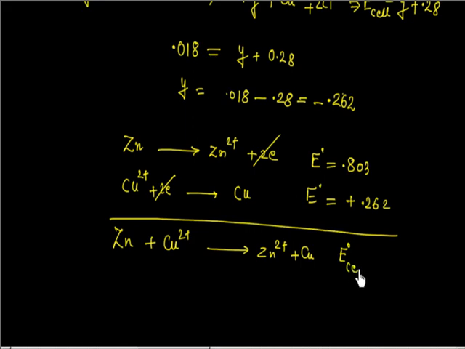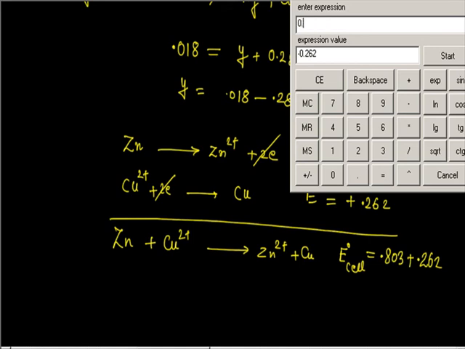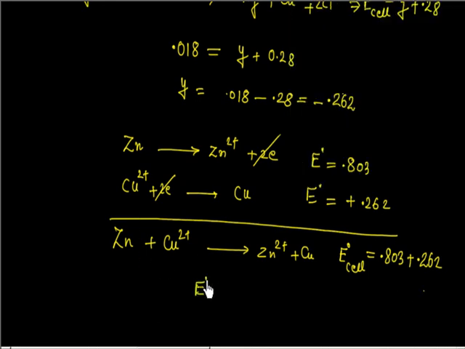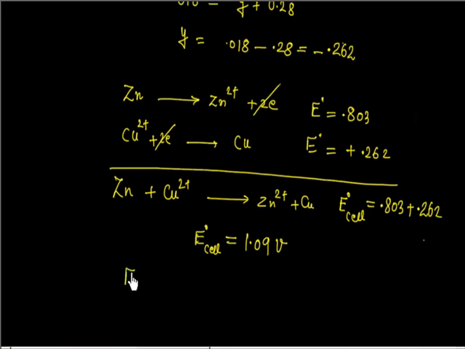Now E degree is simply this plus this. So E degree cell is nothing but 0.803 plus 0.262. Let us calculate this value. So this is 0.3, I think somewhere I have made a mistake. This is 0.083, not 0.803, because I know this is 1.1 volt. The Daniell battery has a voltage of 1.1. So this answer should come out to be, yes, 1.09. So E degree cell is 1.09. You can remember this value for the Daniell cell: the approximate E degree cell is 1.1 volt.